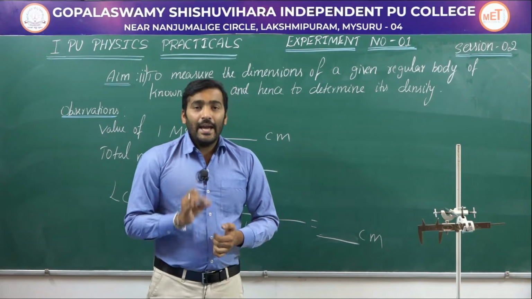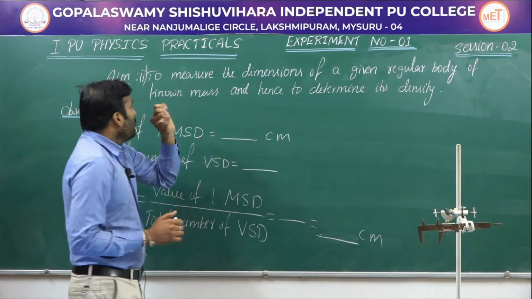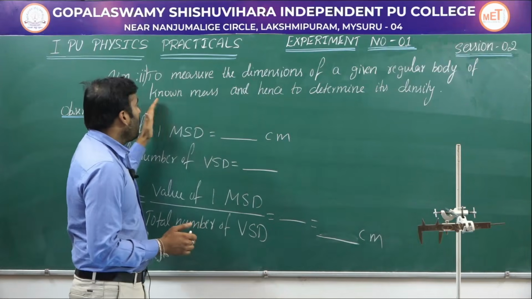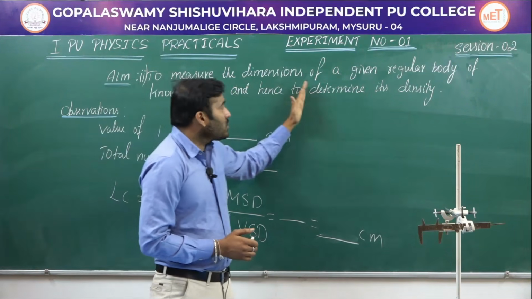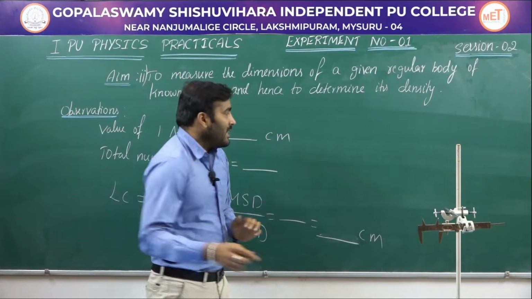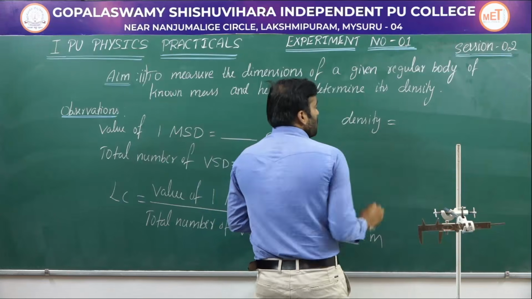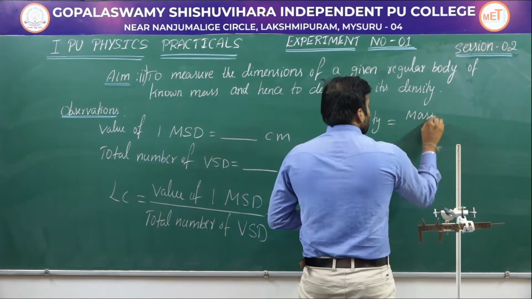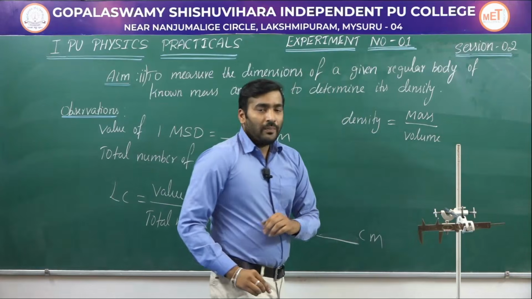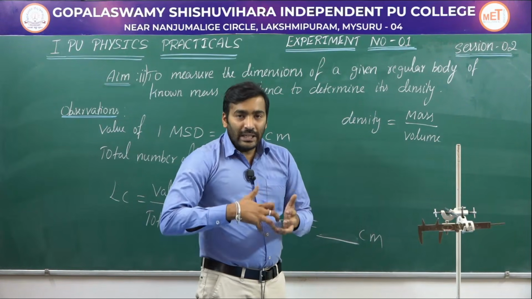The second aim of that experiment is to measure the dimensions of a given regular body of known mass and hence to determine its density. So you know what is density? Density is equal to mass divided by volume. Volume is nothing but the multiplication of three lengths.